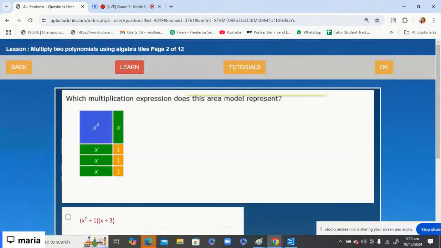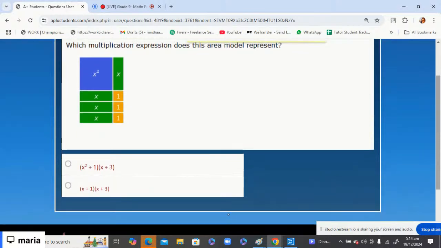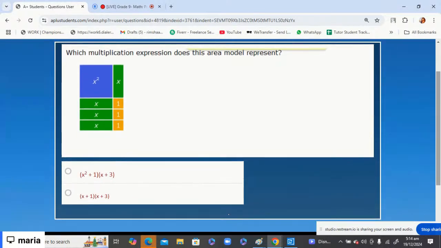Which multiplication expression does this area model represent? That represents x plus 1 in the base, 1x plus 1, and that is x plus 3. x plus 1 and x plus 3. This represents the second thing.